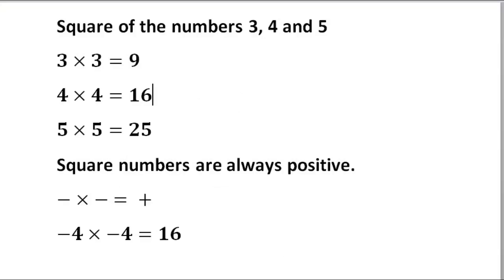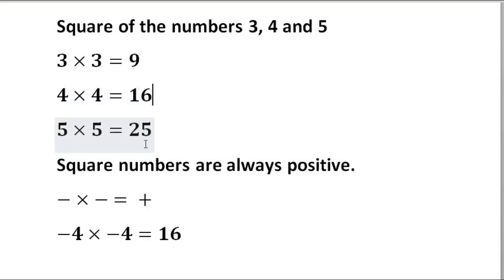Now before solving this question, let's define the square of a number. In algebra, the square of a number can be calculated by multiplying a number or integer by itself, and the result is called a square number. For example, the square of the number 3 is 3 times 3 is equal to 9. The square of the number 4 is 4 times 4 is equal to 16. And the square of the number 5 is 5 times 5 is equal to 25.